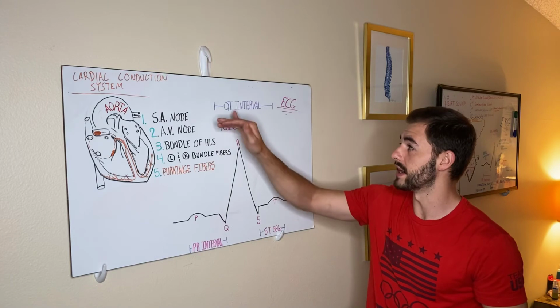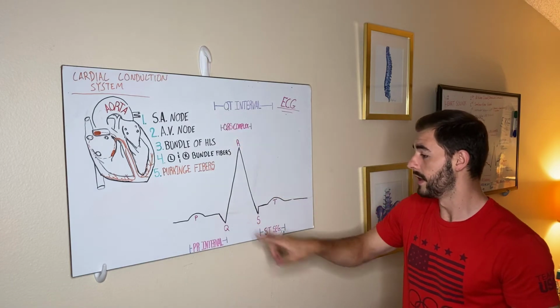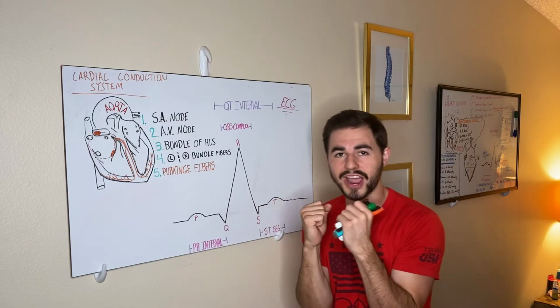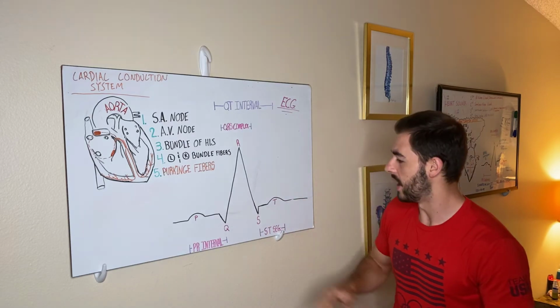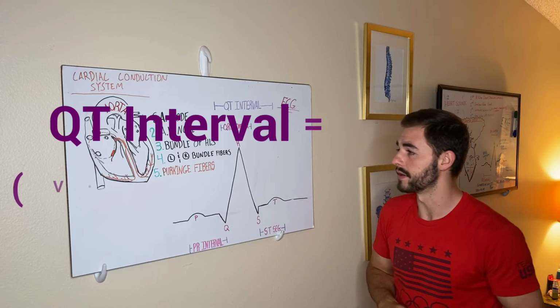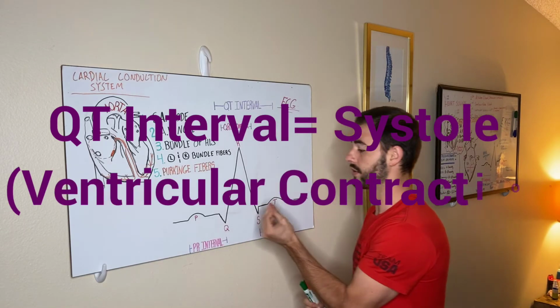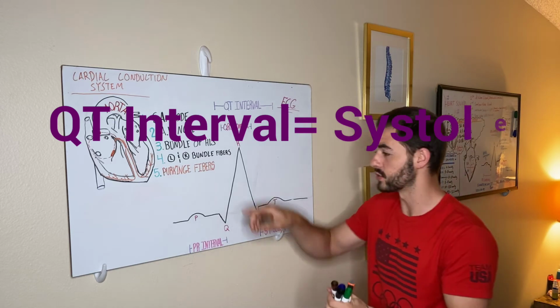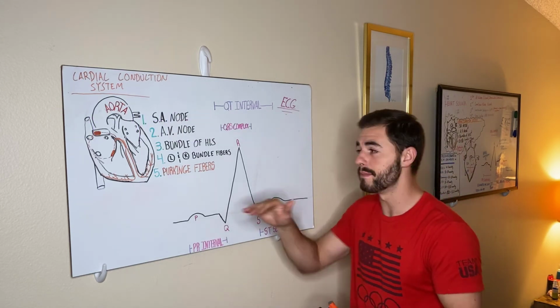And then they will begin to contract to allow the blood to go throughout the rest of the body. And that's represented in the QT interval. This is basically systole of the heart. Systole, remember, contraction of the ventricles. So the QT interval is going to be systole, representing ventricular contraction. And then after that, remember, it's not just one single EKG wave. There's going to be multiple waves.